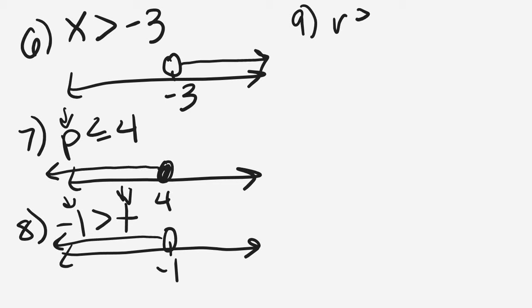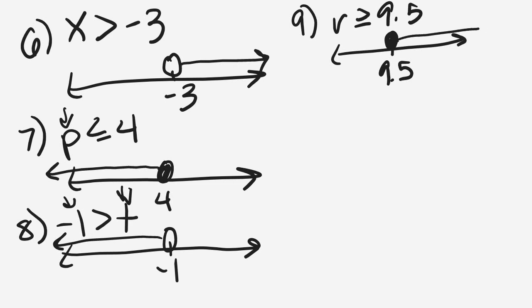Number 9 says r greater than or equal to 9.5. Again, we draw a number line. We write our key number, which is 9.5. Now that is going to be a filled in circle because we have the or equal to. And we want the r to be the biggest one, so all the r's bigger than 9.5. So they're going to be this way.